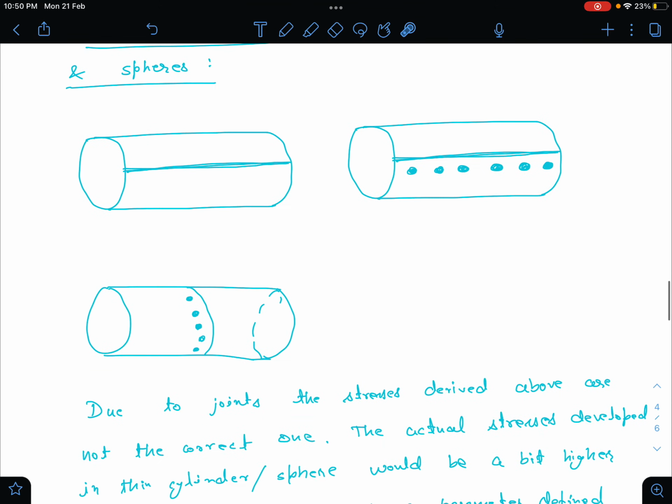Similarly, there may be possibility that if a very long cylindrical vessel is made, then obviously it will be made up by joining two or more cylindrical portions, and these joinings would be using either welding, or riveted joints may be used.